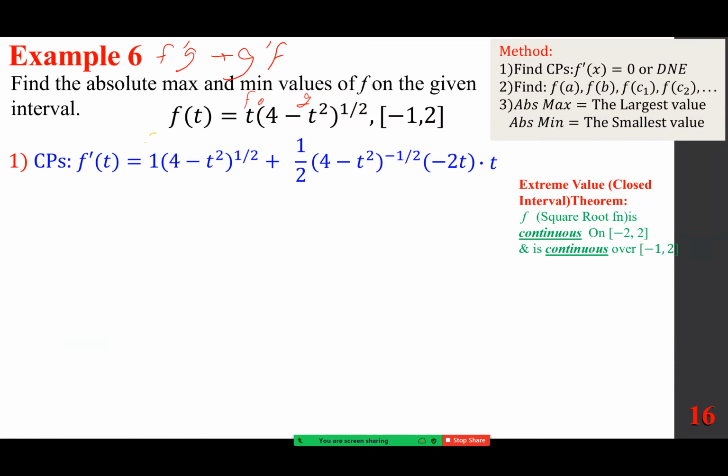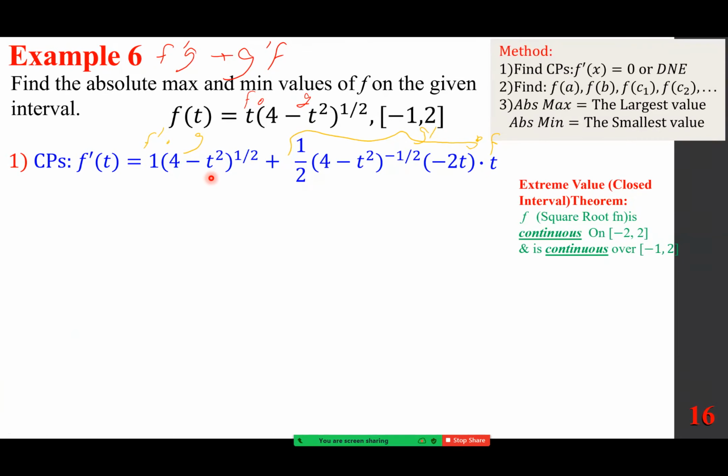This is f prime g. This is g prime f. That's how you define it. So very straightforward. So let's write each piece.